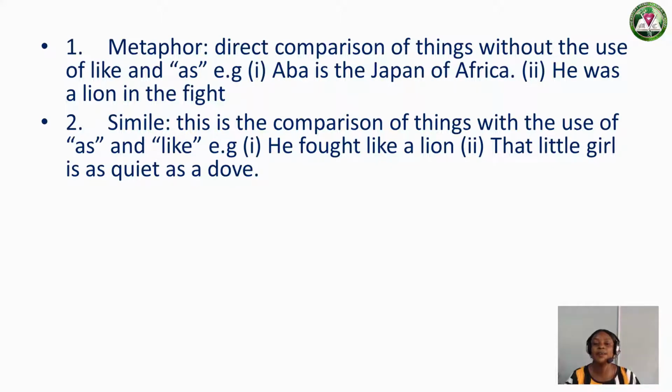Okay, we have examples here. We have he fought like a lion. Instead of saying he was a lion in the fight, we have he fought like a lion. Another example says that little girl is as quiet as a dove. So you can see the comparison between a human being and a dove with simile.